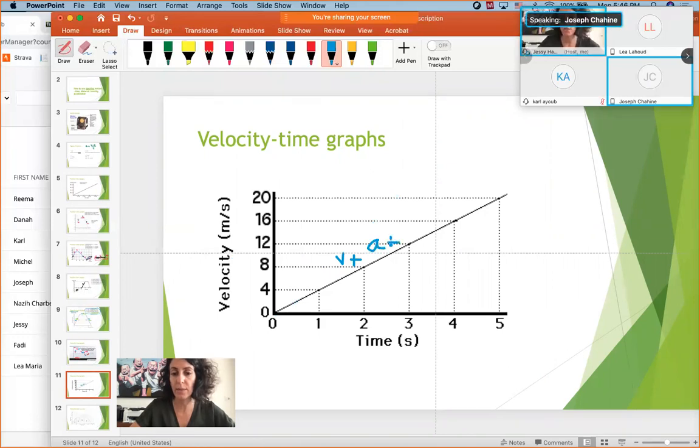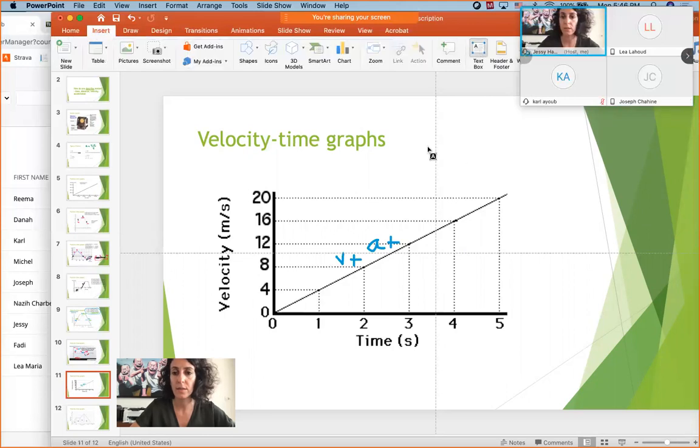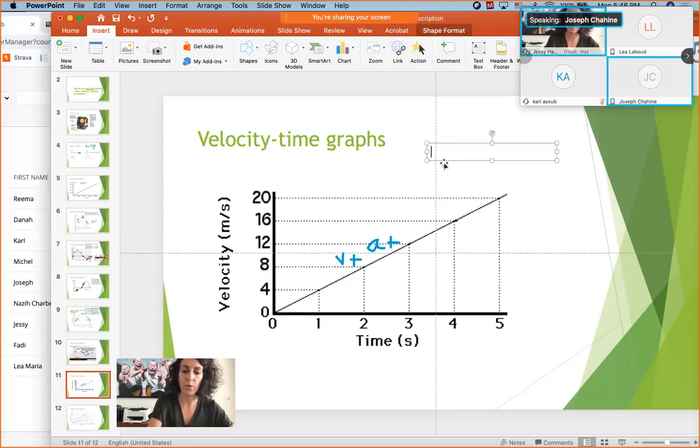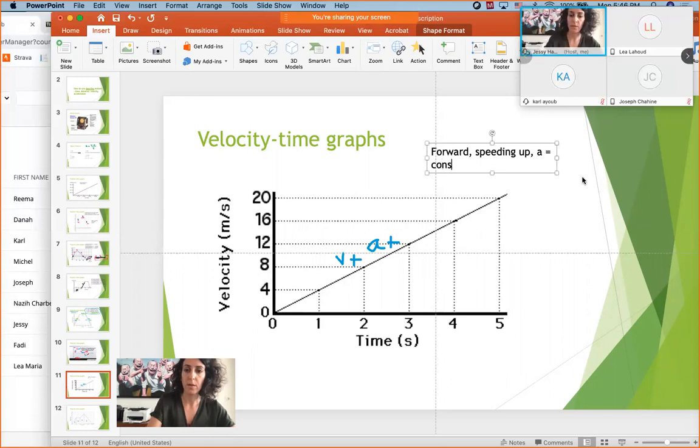So how do you describe the motion in this case? Uniform. Okay, I'm going to say forward. A is uniform. Forward. I'm going to say speeding up. I'm going to say A is equal to constant. If you want to say it is a UARM motion, you can say that. So it's a uniformly accelerated rectilinear motion.